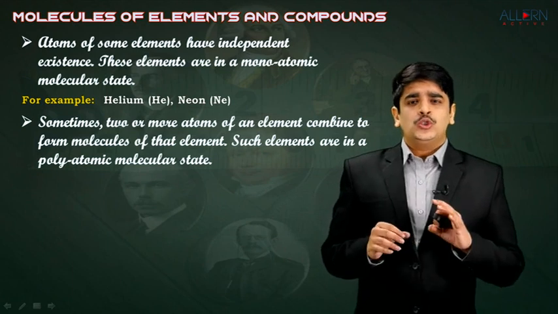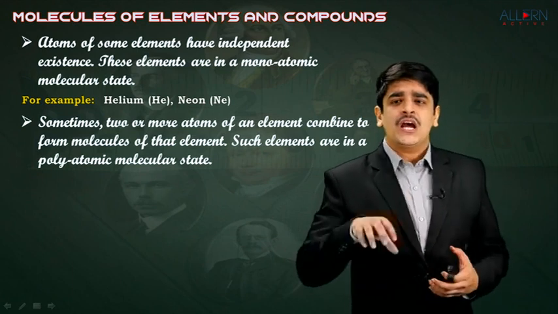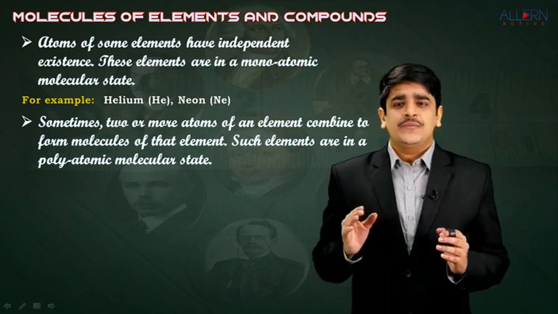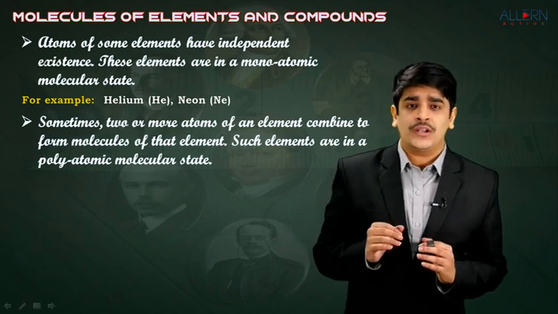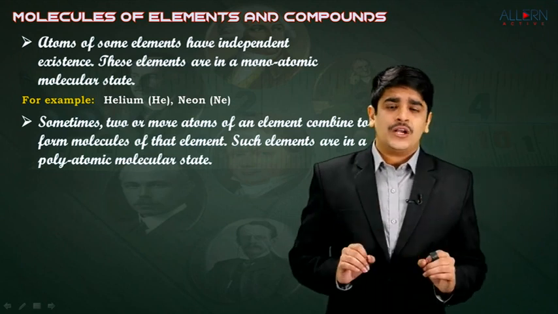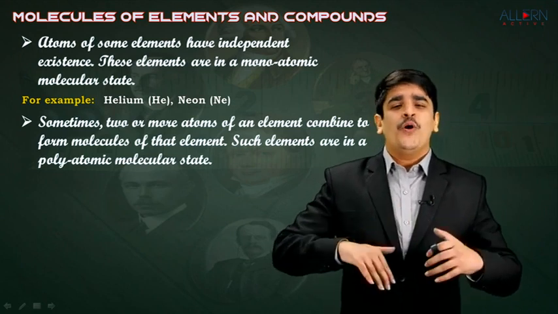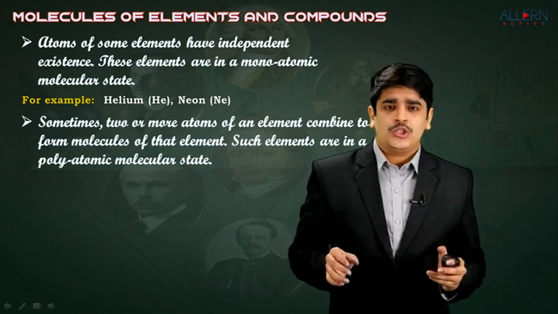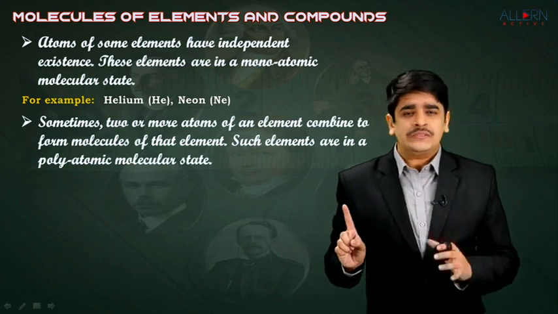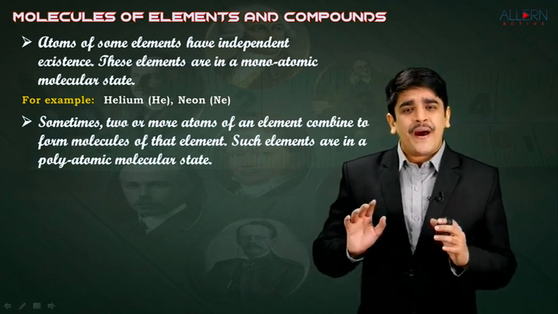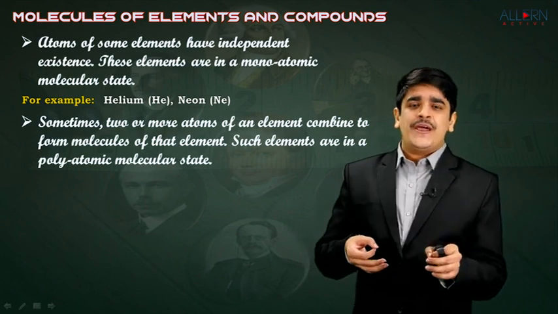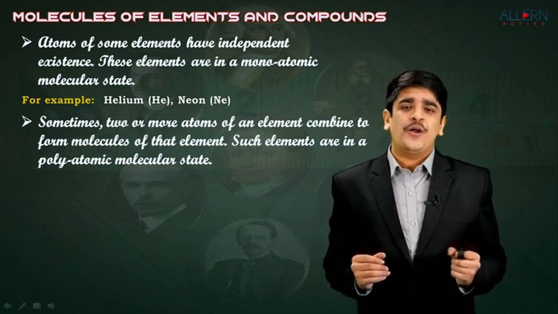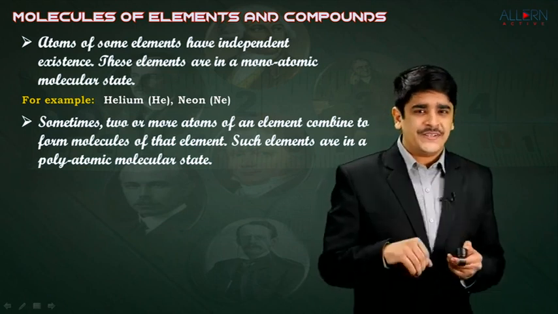Sometimes, however, two or more atoms of an element combine to form molecules of that element itself. Such elements are in the polyatomic molecular state. Any atom, when it combines with more than one atom of itself, will become polyatomic in nature. So the problem is a single atom of that element is not that stable. It combines with other atoms of the same element so as to become a polyatomic molecule and to exist in the polyatomic molecular state. Examples, let's have a look.